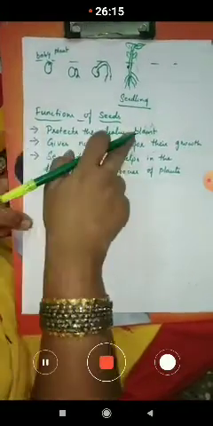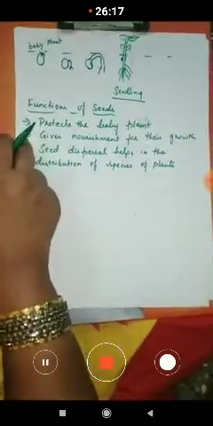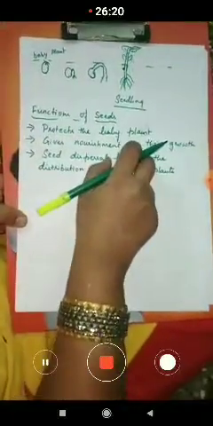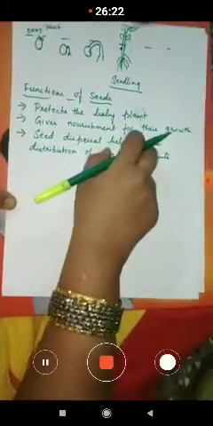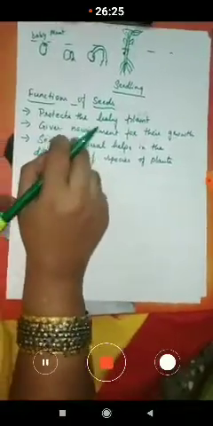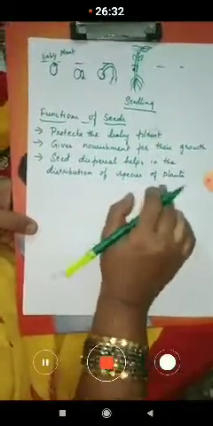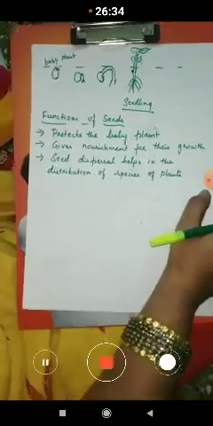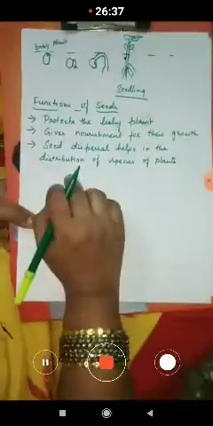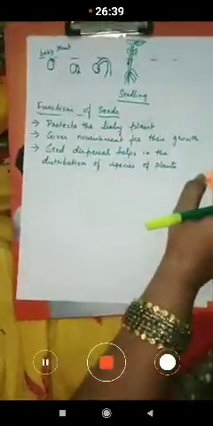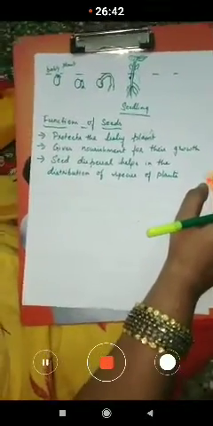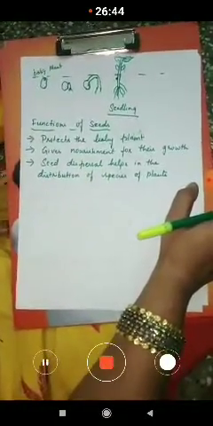After learning the functions of the seed, what is the first function of the seed, children? The first function of the seed is it protects the baby plant. It gives nourishment for the growth, and it helps in seed dispersal. When the seeds are dispersed, the distribution of different species of plants takes place, and now we can observe the distribution of the plants in each and every area of the environment. This is the function of seed.